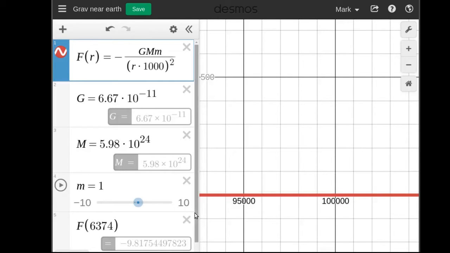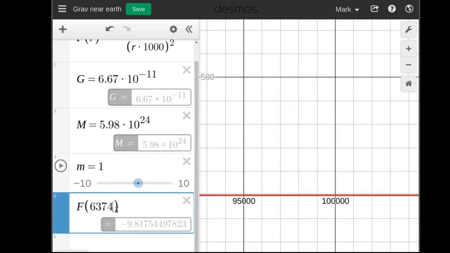And to save time, rather than scrolling out here, I can just type in the number I want. So the distance to the moon is about 380,000 kilometers, 1, 2, 3. And the force from the Earth on a 1 kilogram object at the surface of the moon is 0.0027 newtons.